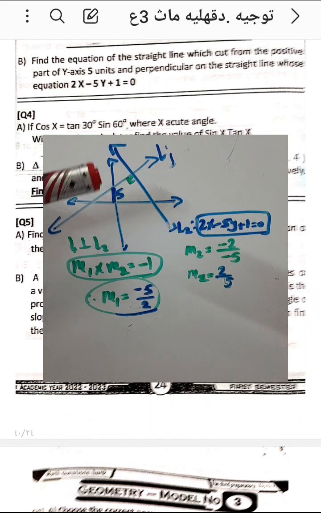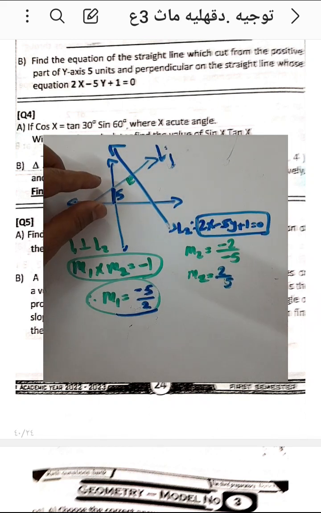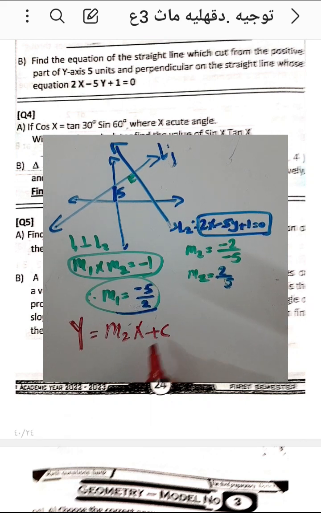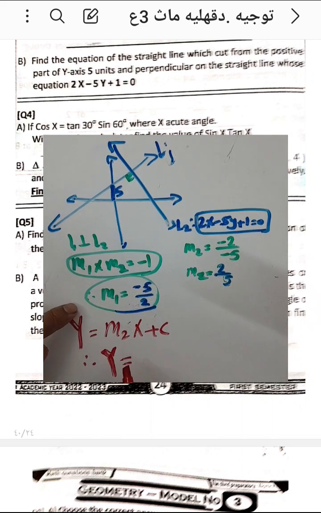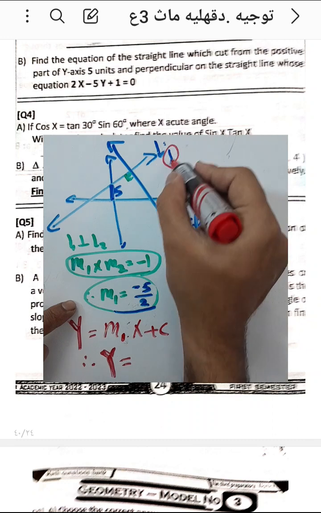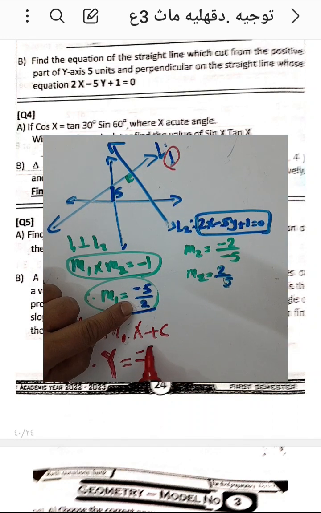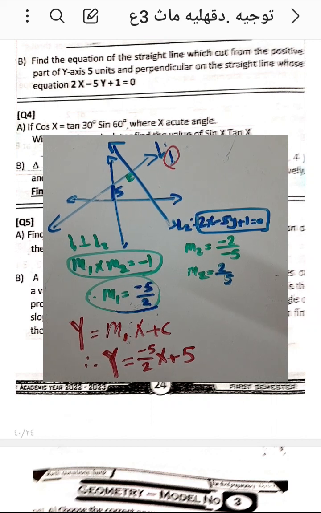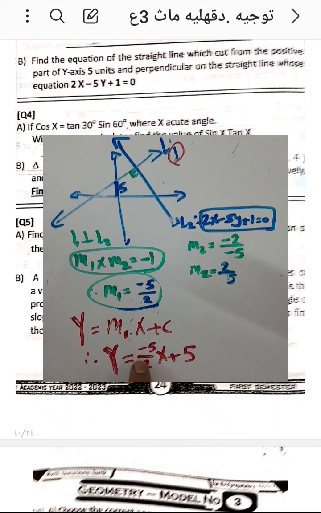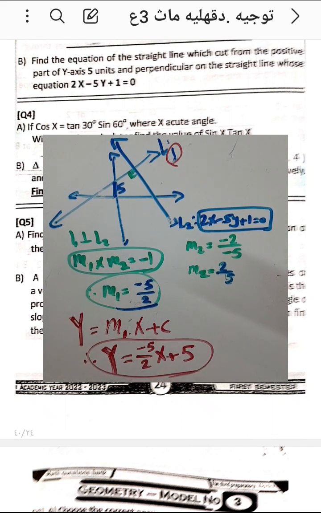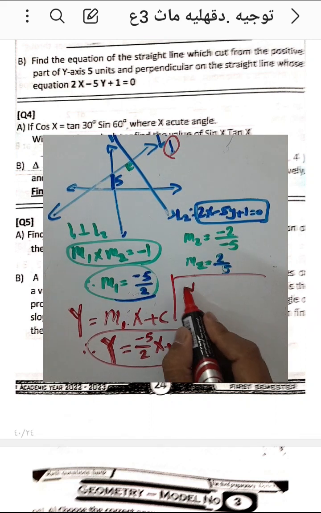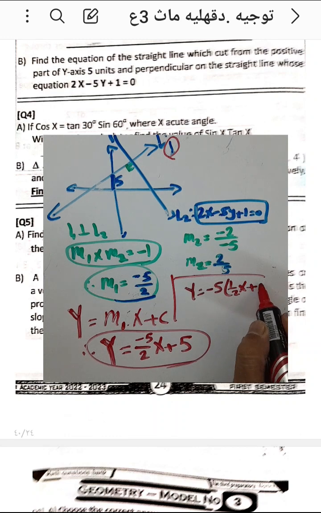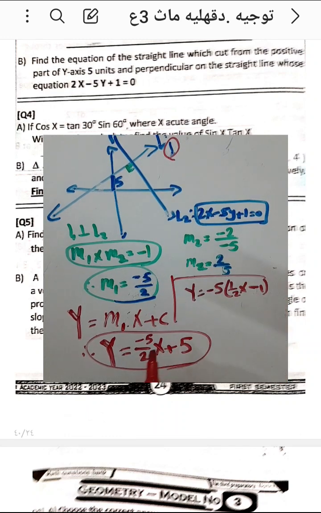And it tells us the straight line cuts 5 units from the positive part of the y axis. Then the relation here, y will be equal to m x plus a constant. It was m1, because this one m1 here equals negative 5 over 2, multiplied by x, plus a constant here, which will be 5. Okay, the equation will be y equals negative 5 over 2 times x plus 5. Okay, we can write it in the simplest form. Y will be equal, write negative 5 outside, have a common factor between them, and write half x minus 1, change the positive to negative. Let's write negative outside the coefficient.